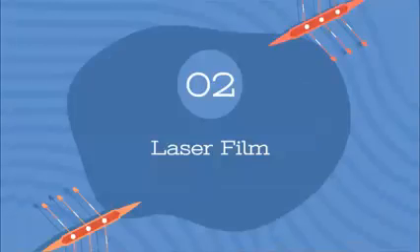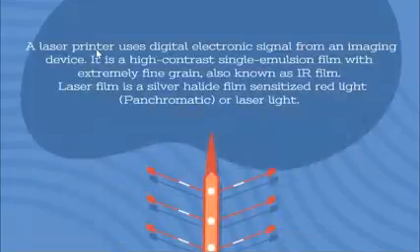Okay? Now we go with the laser film. So this is just a brief description of the laser film. A laser printer uses digital electronic signal from an imaging device. So it is like a printer for a computer, although what this laser printer uses is a film. It is a high contrast single emulsion film with extremely fine grain, also known as IR film.